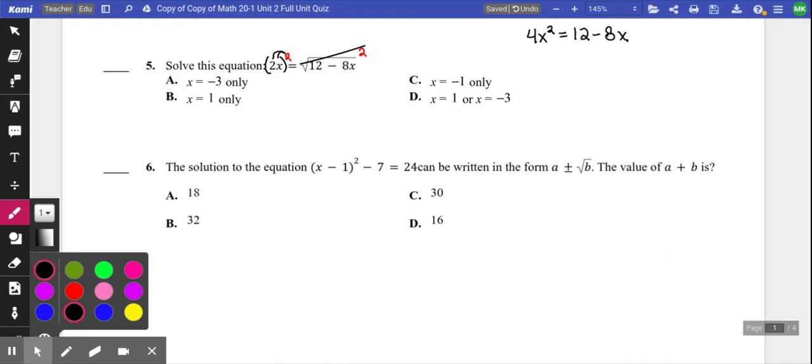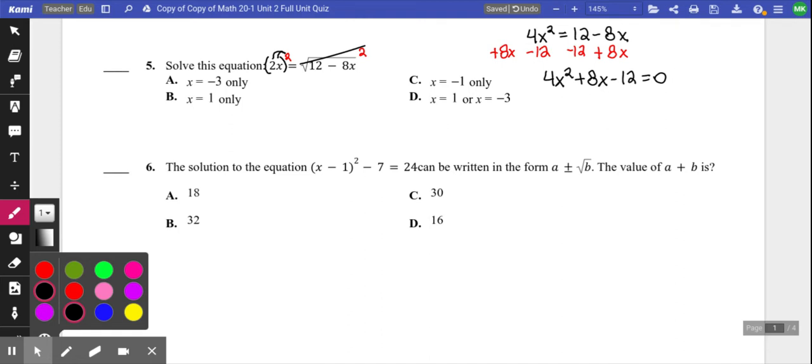I want to solve that quadratic. Solving quadratics means you have to equal 0. So I'm going to move my numbers over to the left by adding 8x to both sides and subtracting 12 to both sides. This gives me 4x squared plus 8x minus 12 equals 0. Now that I have a quadratic equals 0, I have many ways to solve this. I could factor it, I could use quad formula, or I could use box method. I'm going to choose to factor it because that's my favorite method.